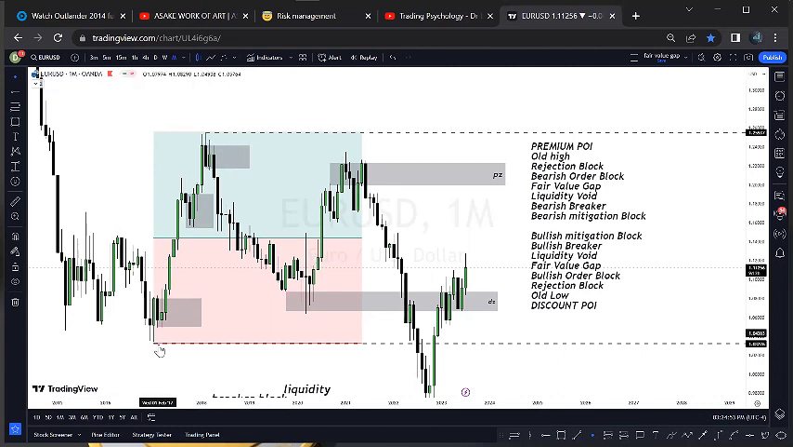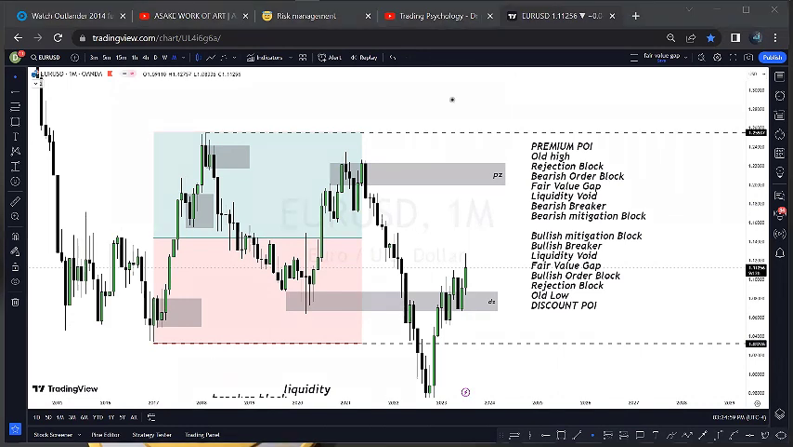So from this range to this range here, every down candle is a bearish order block. Or sorry, a bullish order block, because we are actually going higher on this range. That is from this high to this high. I'm not talking about this one. So from this high now to this high, every down candle is a bullish order block.